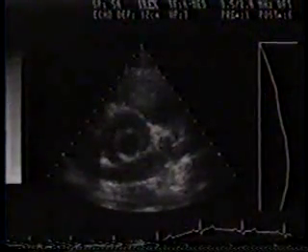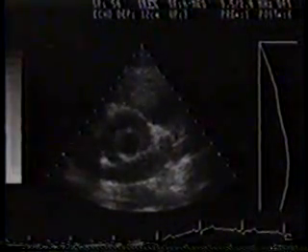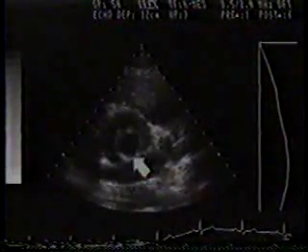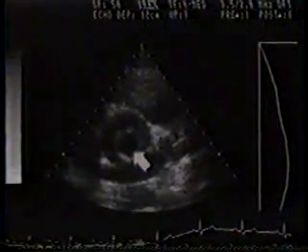This is a parasternal short axis view of a unicuspid aortic valve. In systole, note the single commissure and the eccentric orifice, which has a teardrop appearance.